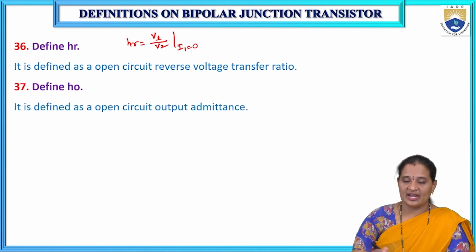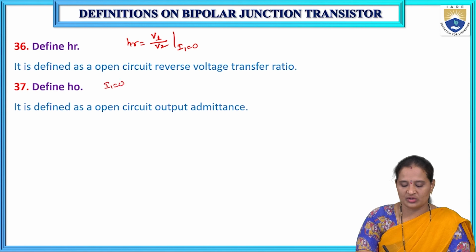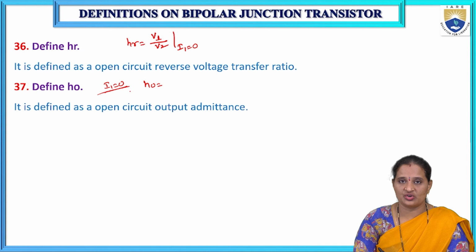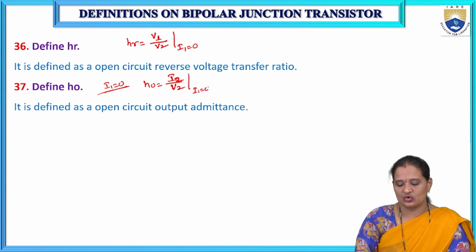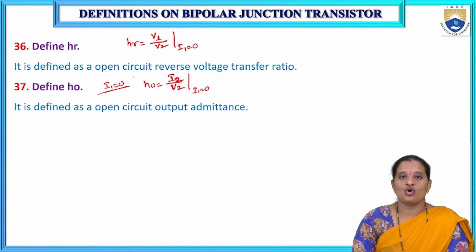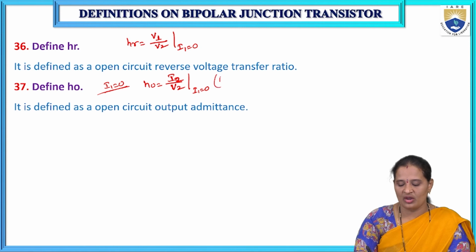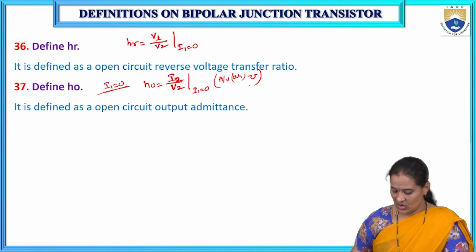Now coming to the output admittance. It is an open circuit parameter, as we are open circuiting the input port. Output admittance is the ratio of output current to output voltage, that is I2 divided by V2, by making I1 equal to 0. That means by open circuiting the input port, we can measure the output admittance. The units are amperes per volt, or we can also define it as mhos. So this is output admittance.